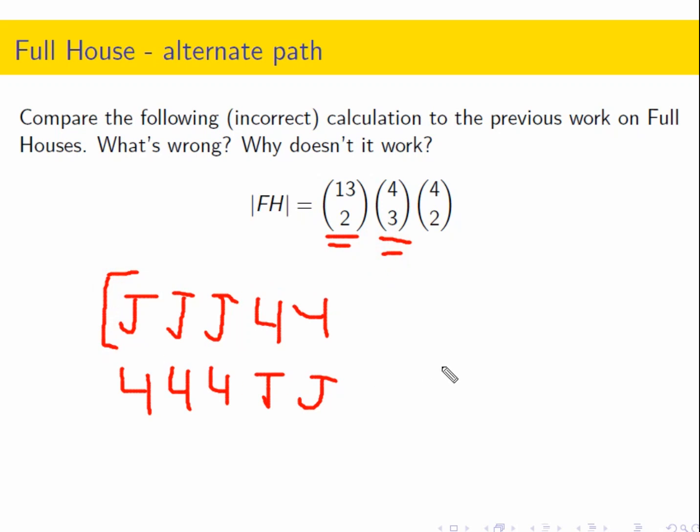than the 4s. By the way, for poker players, they would say that the top one here is jacks full of 4s, and the bottom one would be 4s full of jacks. And that's how they distinguish which is the 3 of a kind and which is the 2.